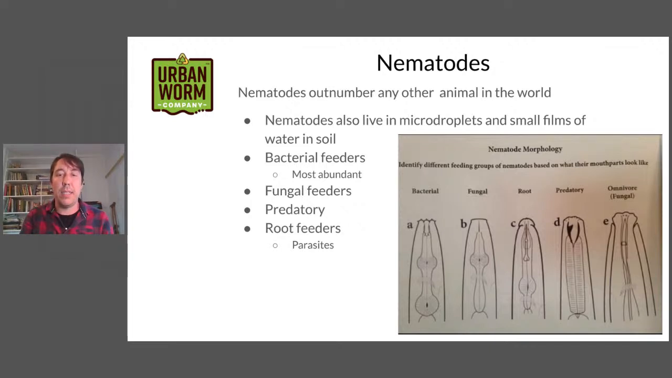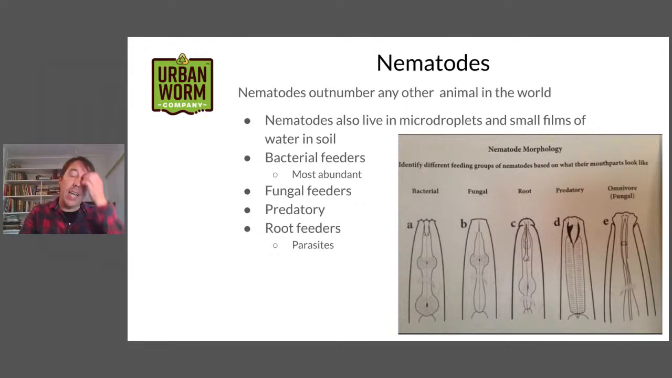Back to this, bacterial feeders consume bacteria, releasing those nutrients. They can have plain mouth parts. All of these are identified by their mouth parts, especially. When I'm looking through a microscope and see a nematode, I need to get it to slow down so that I can view the mouth parts and truly identify what type it is.